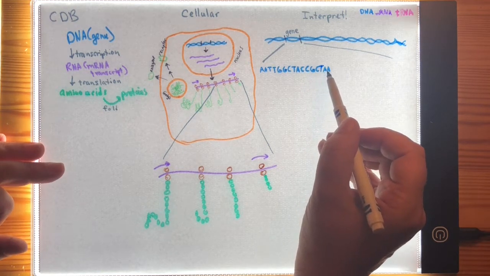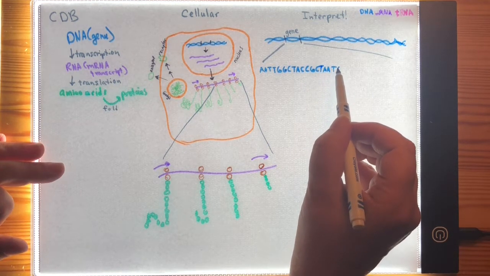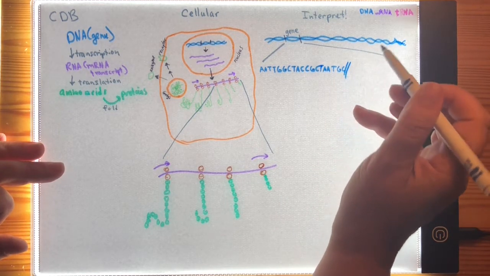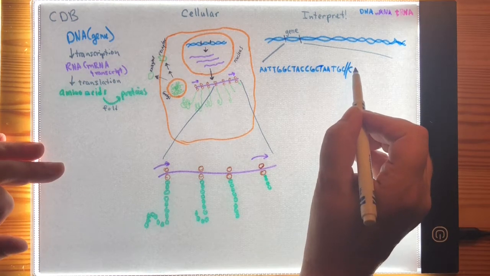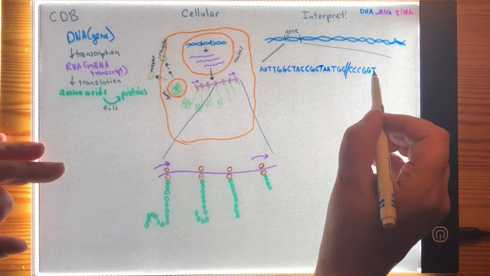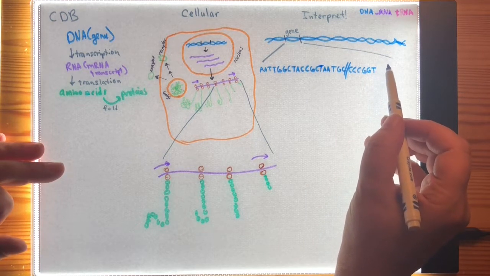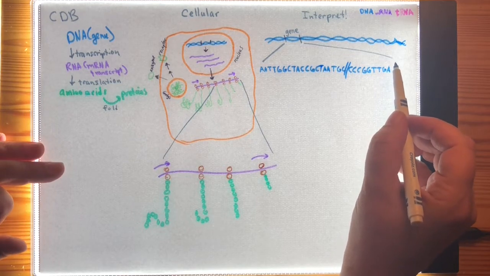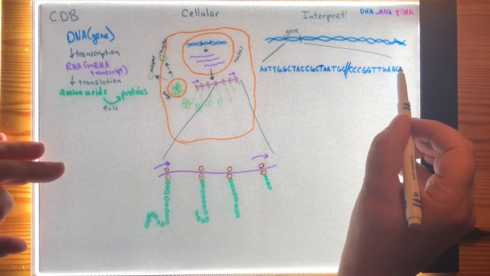A single nucleotide will have 3 parts. It has a pentose sugar, either deoxyribose or ribose, depending on whether you're looking at DNA or RNA. Then it has a phosphate group. And then the only variable part of a nucleotide is this A, T, G, or C: adenine, thymine, guanine, and cytosine.